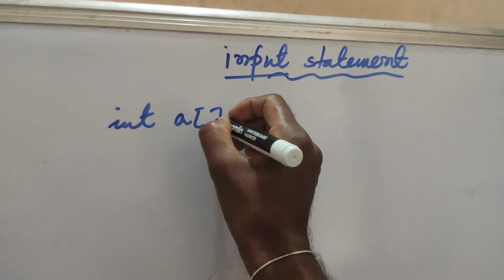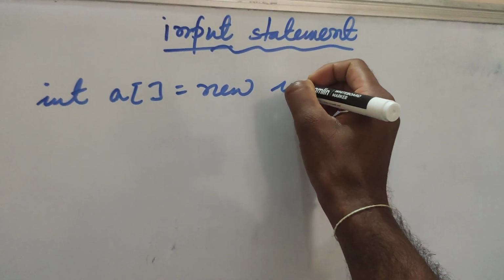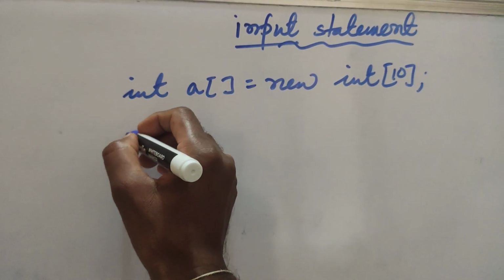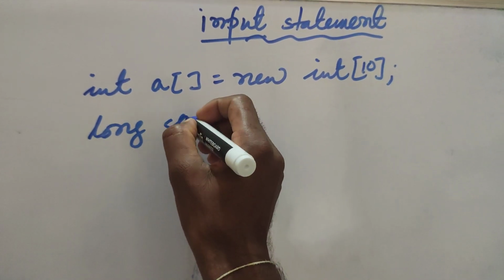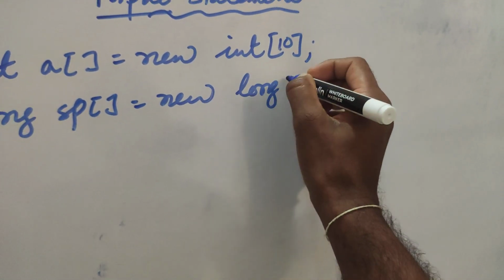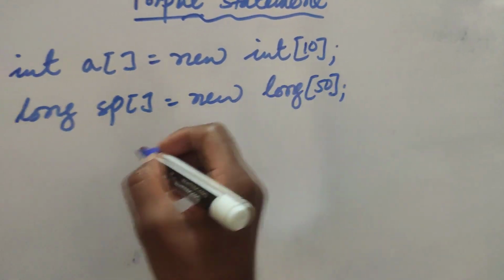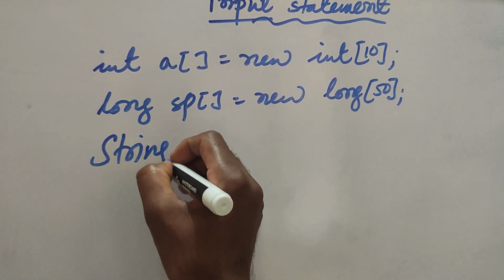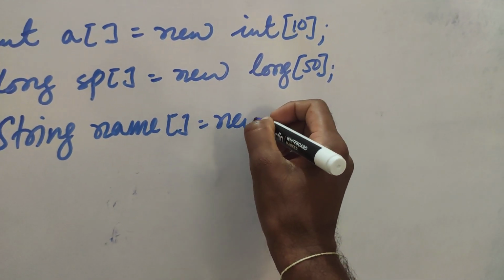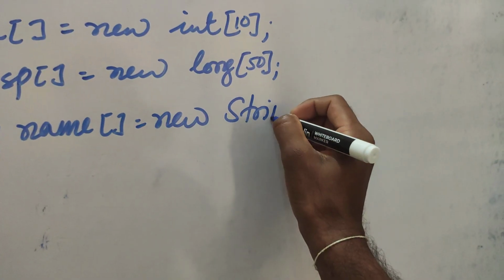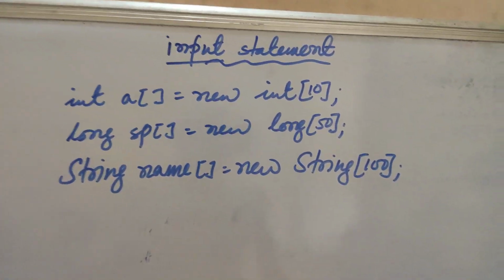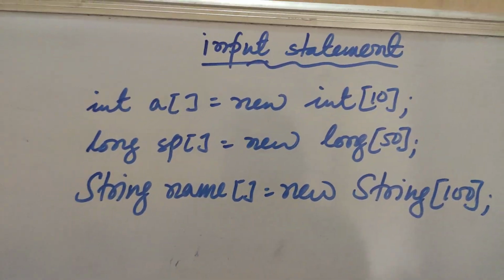int a[] = new int[10], suppose 10. Then long sp[] = new long[50], suppose 50. Then String name[] = new String[100], suppose 100. That way you need to take the variable.